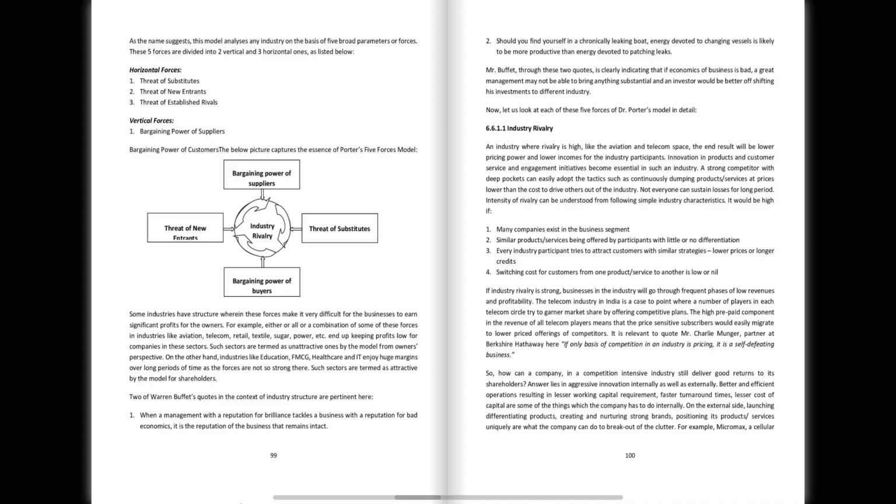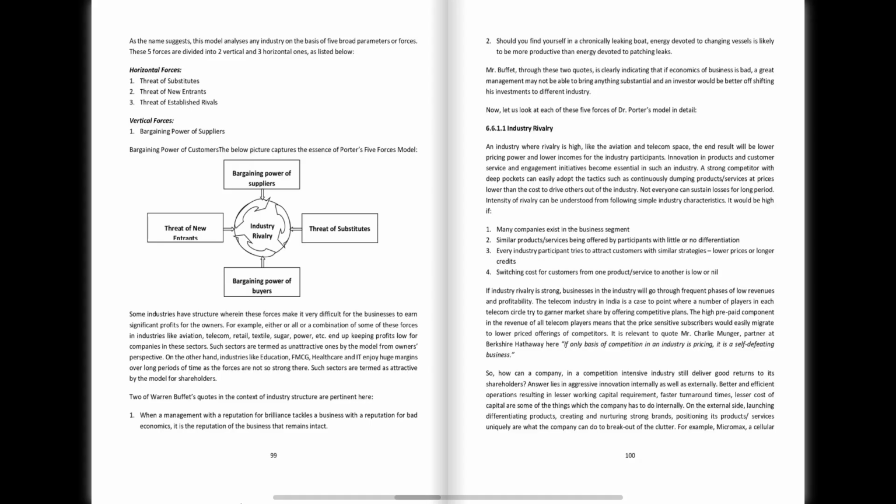Now, let us look at each of these 5 forces of Dr. Porter's model in detail. Industry rivalry. An industry where rivalry is high, like the aviation and telecom space, the end result will be lower pricing power and lower incomes for the industry participants. Innovation in products and customer service and engagement initiatives become essential in such an industry. A strong competitor with deep pockets can easily adopt tactics such as continuously dumping products/services at prices lower than the cost to drive others out of the industry. Not everyone can sustain losses for a long period.